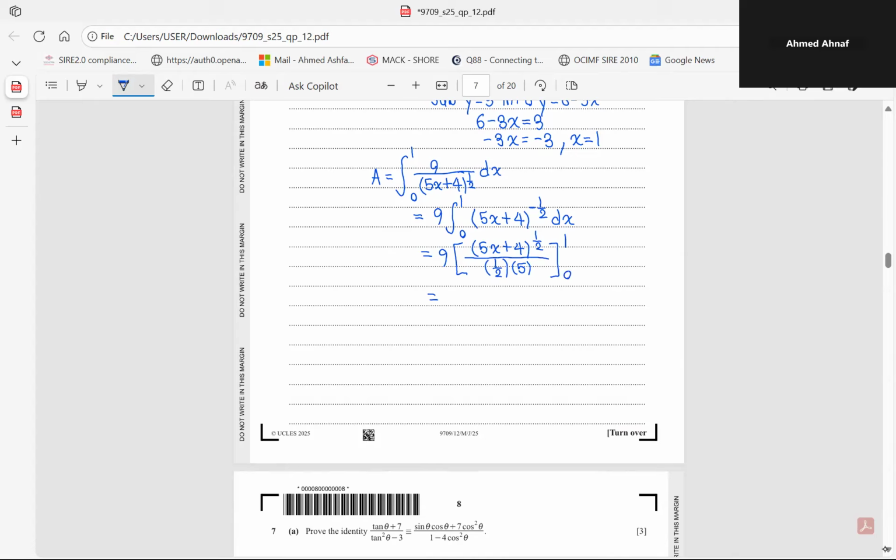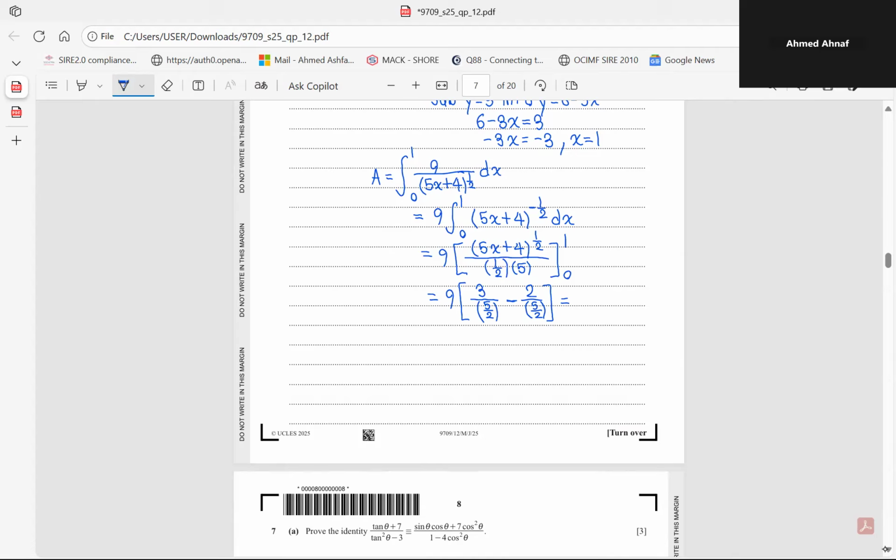Okay, now we're going to substitute 1 and 0. Substituting 1, you get 5 plus 4 to the power of half, which is 9 to the power of half, so that is 3 over 5 divided by 2. And then minus, substituting x equals 0, you'll get 4 to the power of half. So that is 2 over 5 over 2.